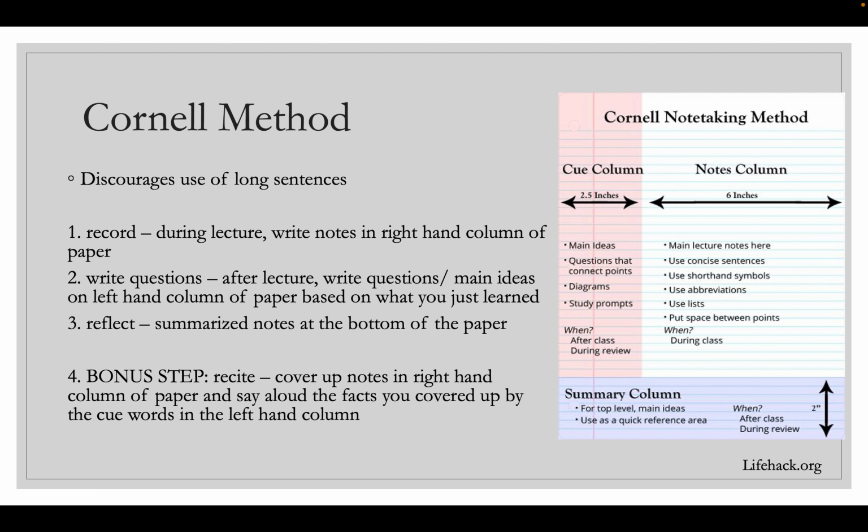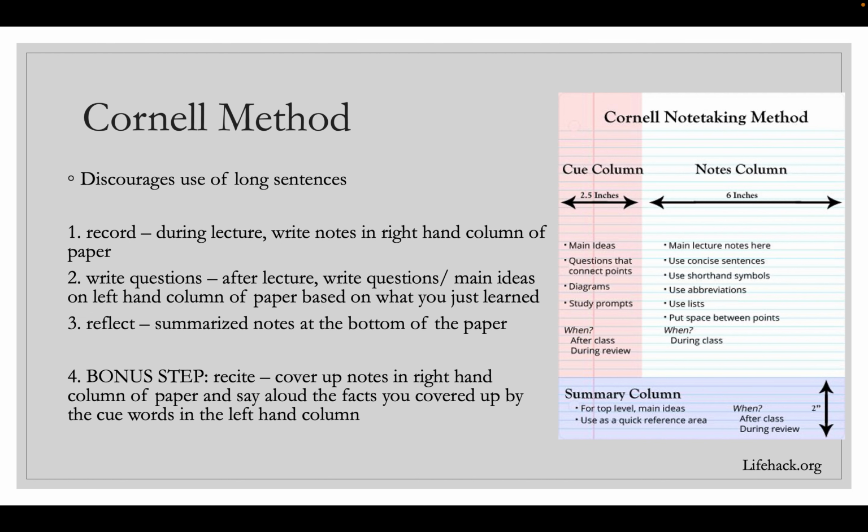Okay, so the Cornell method discourages use of long sentences. It's kind of like an abbreviation type of method. And there are a couple different steps to completing this method. The first one is to record your notes during the lecture and write any notes in the right-hand column of the paper. You can see that I have included an example of what this note-taking method looks like. We'll break it down in the next few slides as well, but this is to give you a nice idea of what the page will look like when you're taking this type of notes.